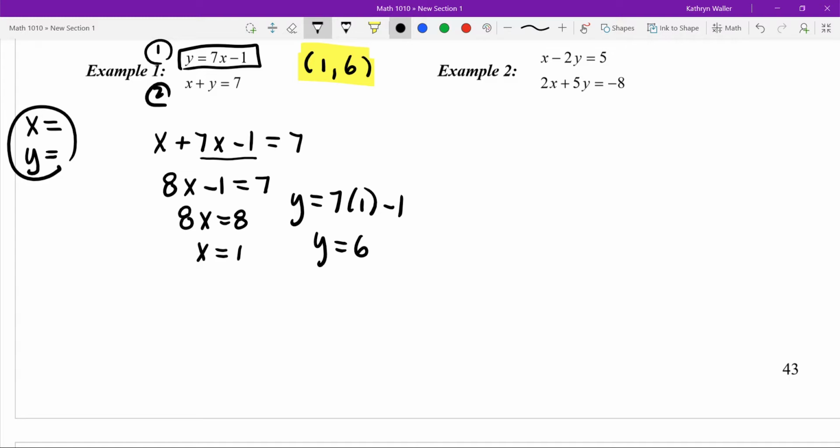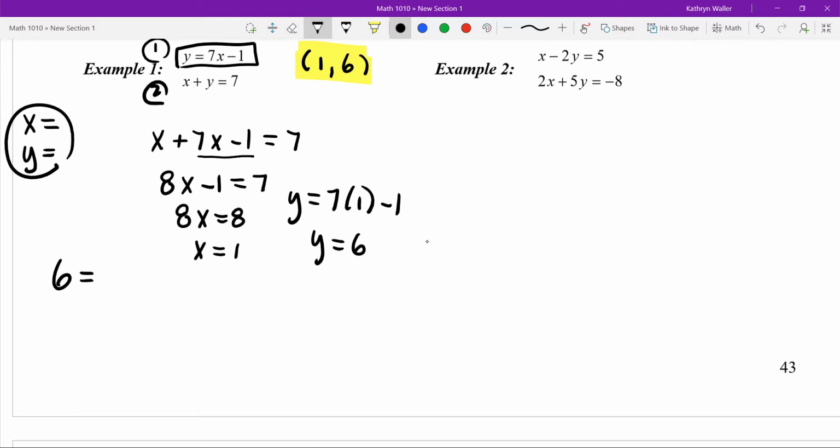Okay? Now go to the original equation. Wherever you see an x, put an A. Wherever you see y, put in a B. So just go into the top equation, you guys. You'd have y equals, well, y is 6, so that would be 6 equals. And then let's put in 7x minus 1 in your calculator.